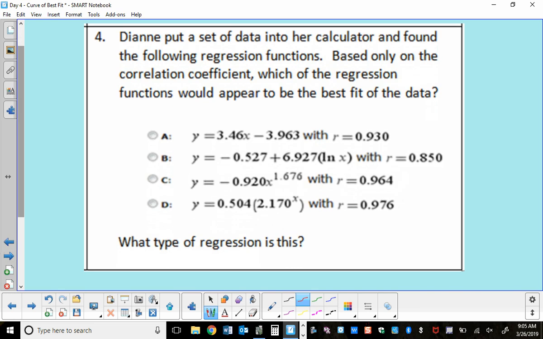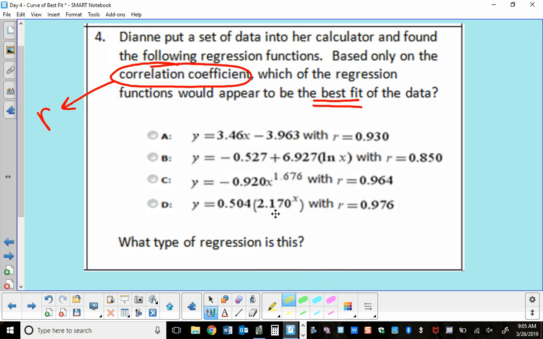All right, Diane put a set of data into her calculator and found the following regression functions. Based only on the correlation coefficient, which is also known as R, which of the regression functions would appear to be the best fit of the data? In order to find the best fit, we need to find which R is closest to either -1 or +1. So first, let's look at all these R's. Which one is closest to either -1 or +1? Well, they're all positive, so which one is closest to +1?